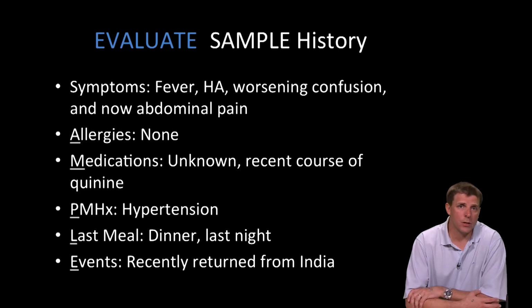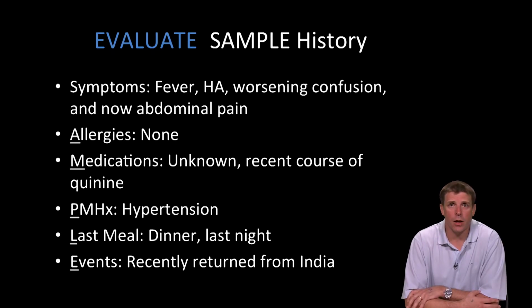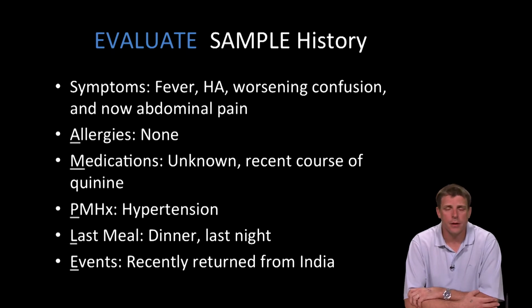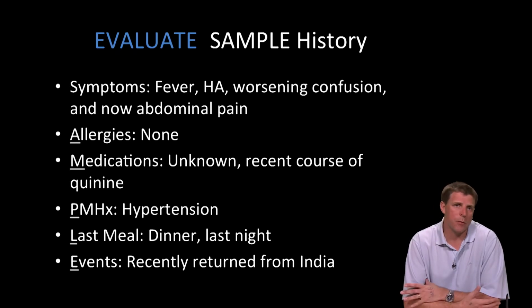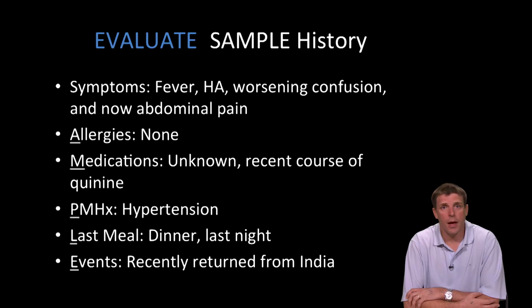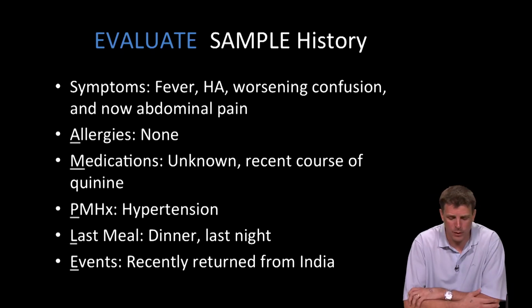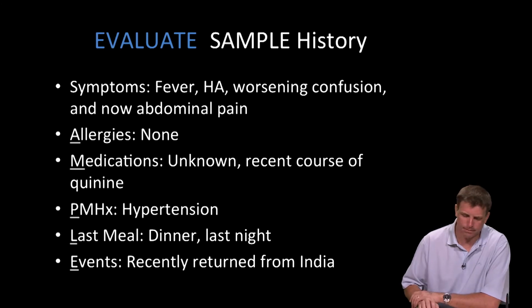The patient has no allergies. The patient's medications are unknown, except for a recent course of quinine. And the history here that we obtain is that this patient was seen in India, noted to have a fever, and was empirically started on quinine for a diagnosis of potential malaria. It's unknown if any testing was performed to establish that diagnosis. The patient has a past medical history of hypertension, and the patient's last meal was dinner last night. Events, as we've learned, this patient just recently returned from India.